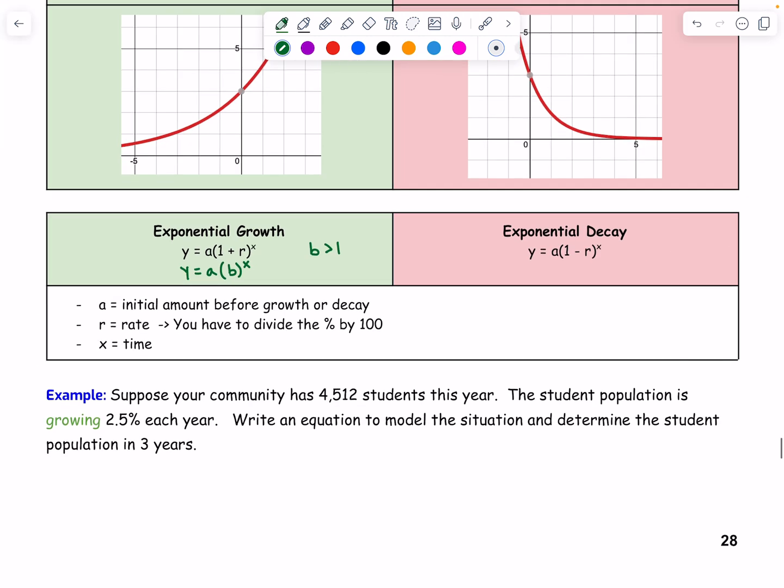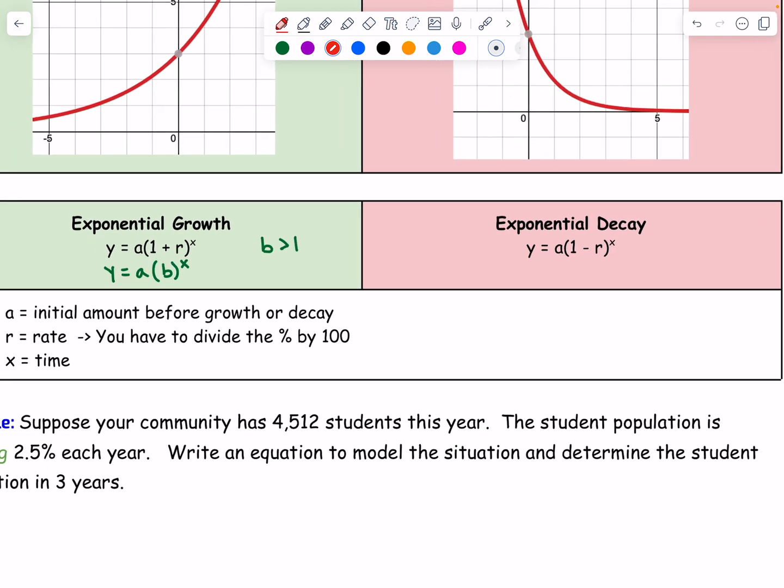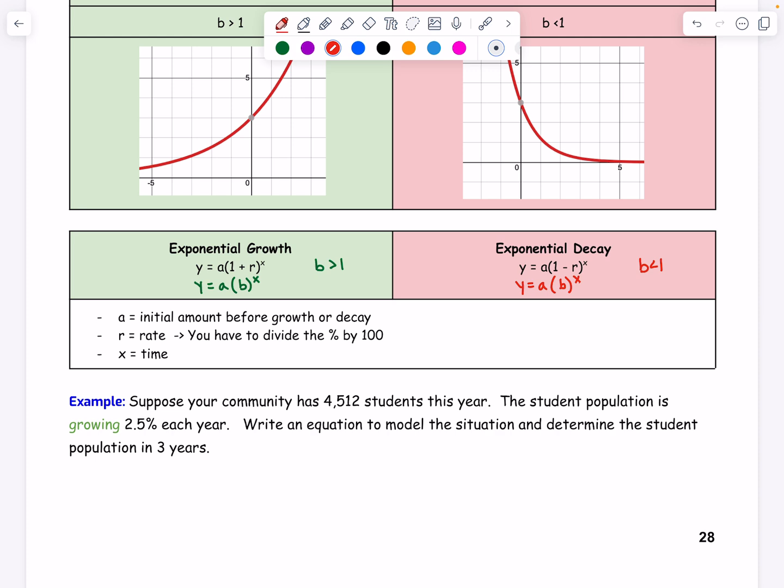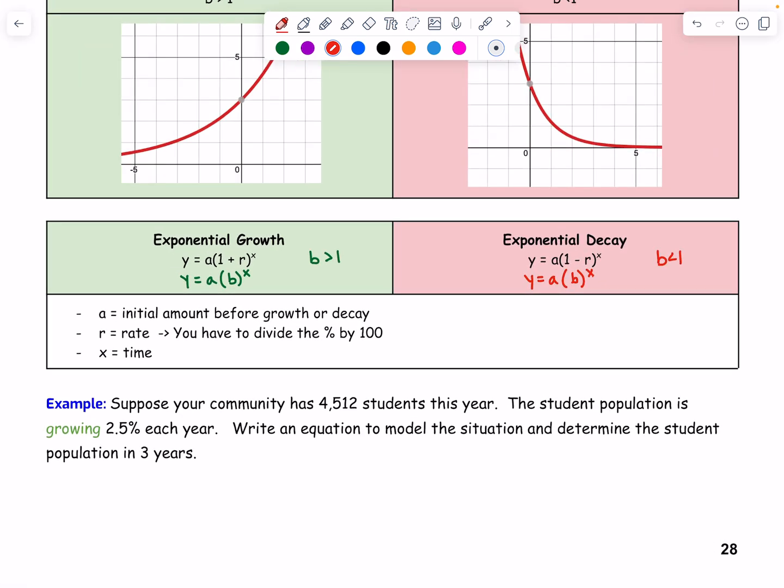Then exponential decay occurs when the b value is less than 1. So when b is less than 1, we want to think of y equals a, and then our base is 1 minus the rate. So that b value would look like it's less than 1 for that reason. And then we have our variables: a, which is our initial amount before any growth or decay occurred. R is the rate, which we have to divide the percentage by 100. And then x or t can represent time.